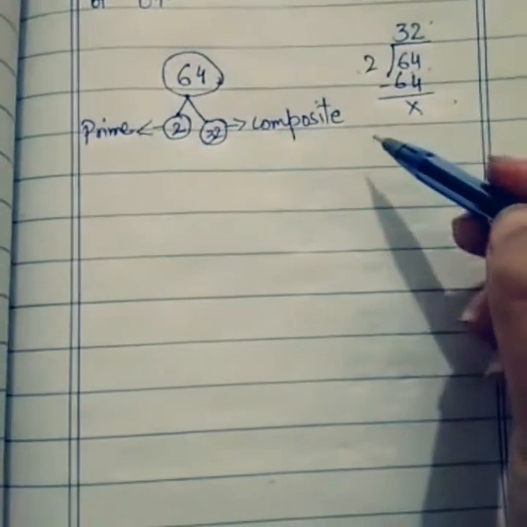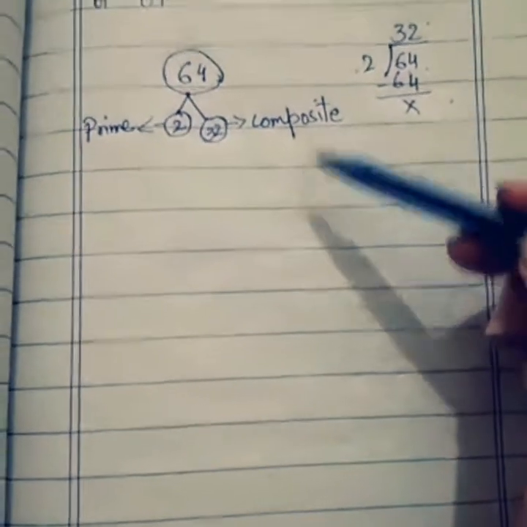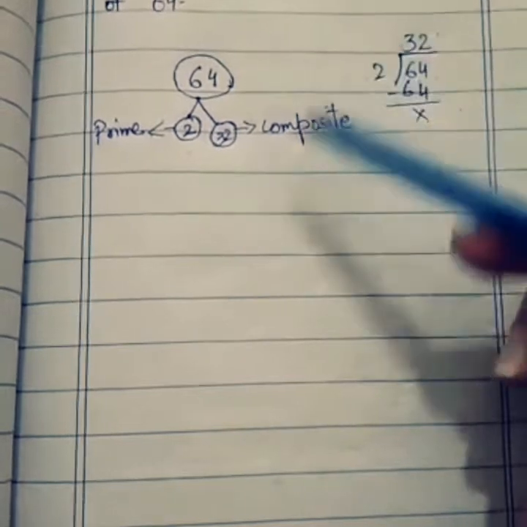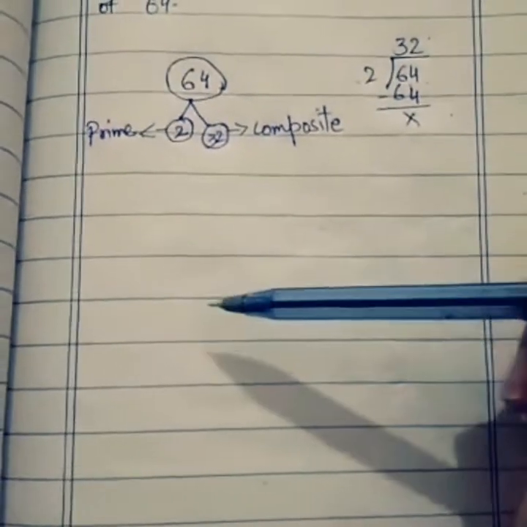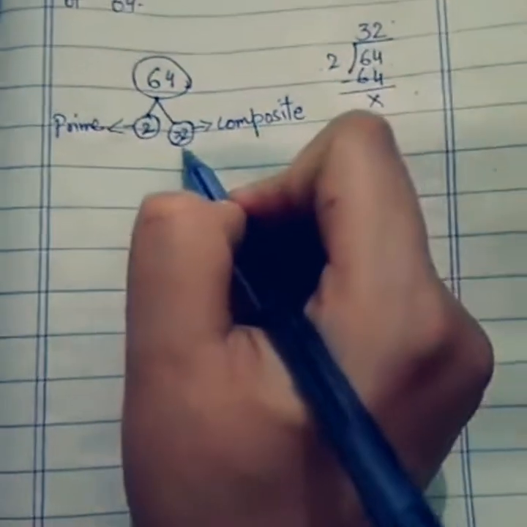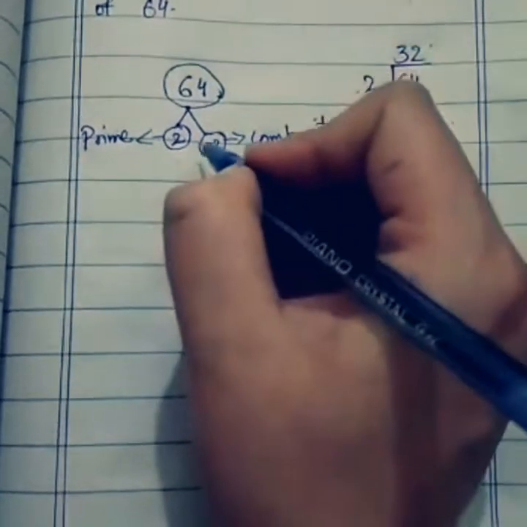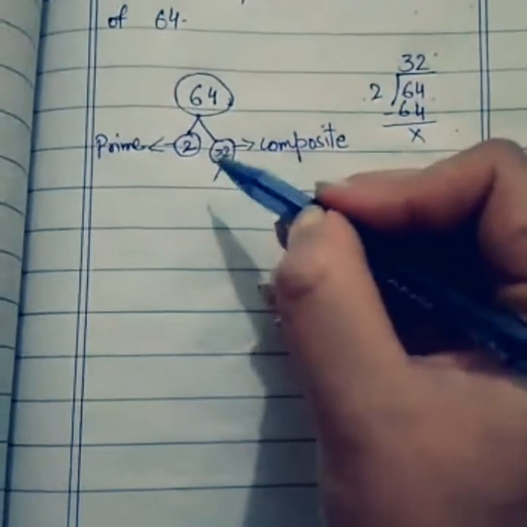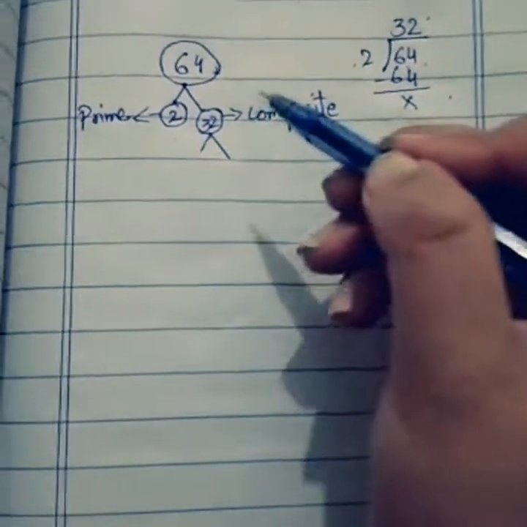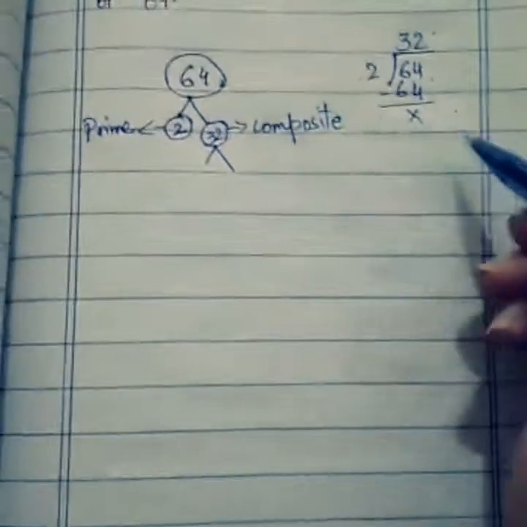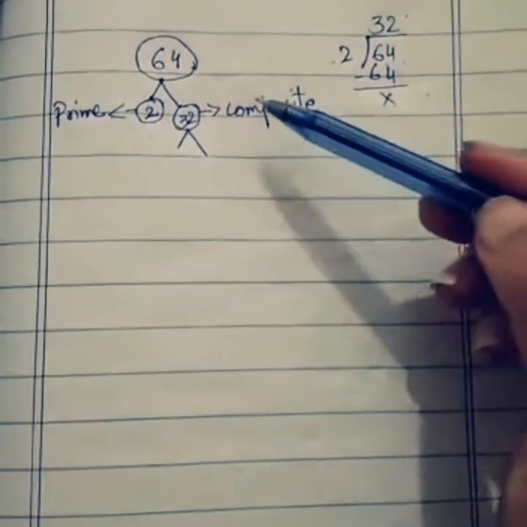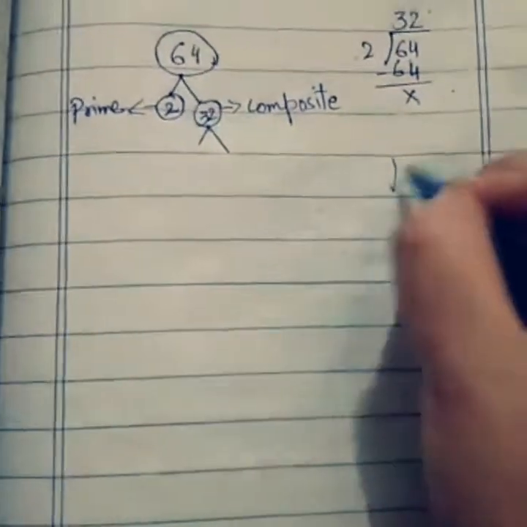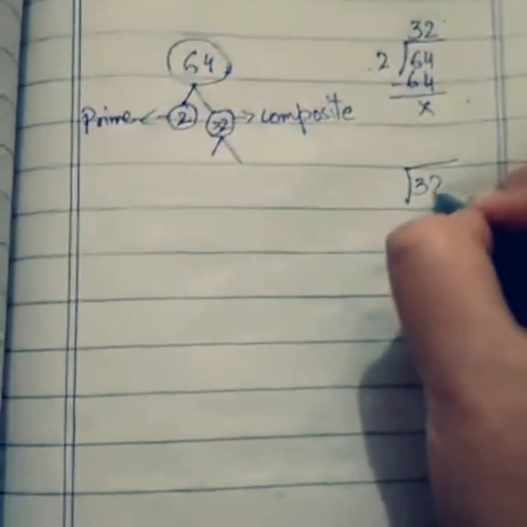As I told you before, we will continue our tree method until we get all prime numbers, because we have to find the prime factorization. So we will continue until we get all prime factors. 32 is a composite number, so again we will continue our factor tree. Again I will use the smaller prime number, which is 2. Before using it, first check whether I can use it or not. How can we check? By the division method.